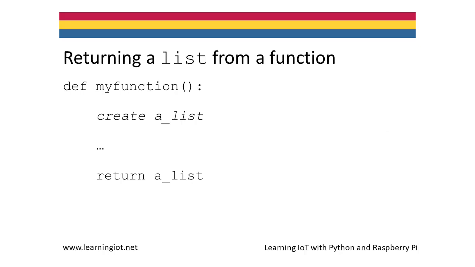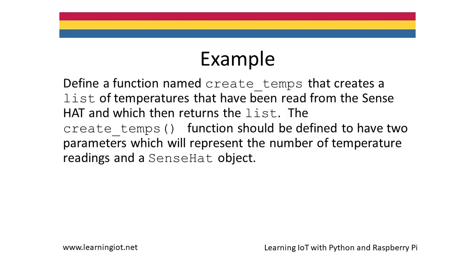We next turn our attention to lists passed to functions and returned by functions. As illustrated by this slide, a list can be created within a function and returned to the script or to the function that calls it. We'll define a function named createTemps that creates a list of temperatures that have been read from the SenseHat and which then returns a list. The createTemps function should be defined so that the number of temperature readings and a SenseHat object can be passed to it.